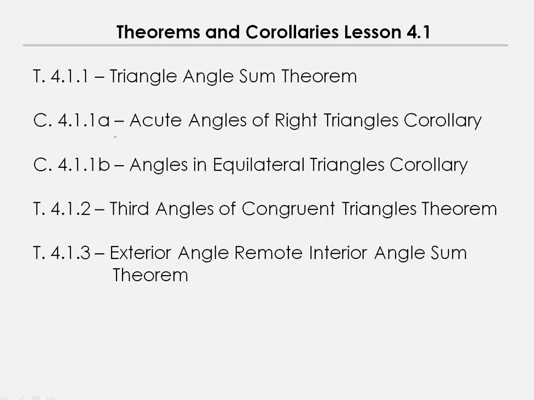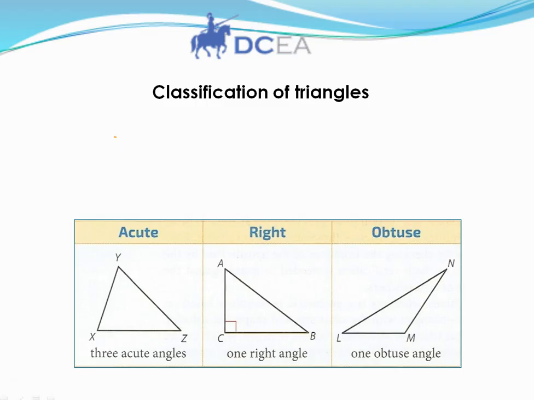We have three theorems: triangle angle sum theorem, third angles of congruent triangles theorem, and the exterior angle remote interior angle sum theorem. There will also be two corollaries for these theorems. Let's begin by classification of triangles.